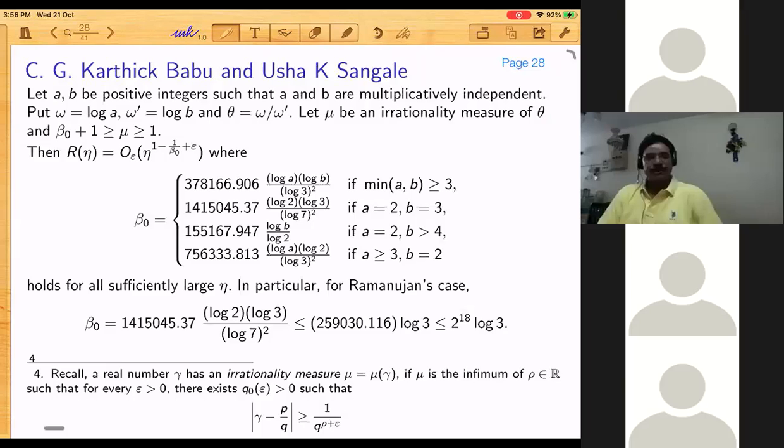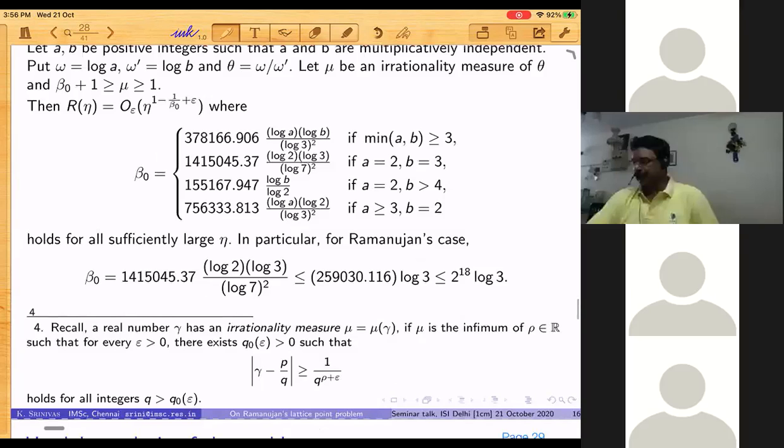Let mu be an irrationality measure of theta. So what does irrationality measure mean? A real number gamma is said to have irrationality measure mu, if mu is the infimum of all real numbers rho such that gamma minus p by q is bigger than or equal to 1 by q to the power rho plus epsilon, for all q bigger than q naught epsilon. So let mu be an irrationality measure of theta, and take any number beta naught plus 1 which is bigger than mu.